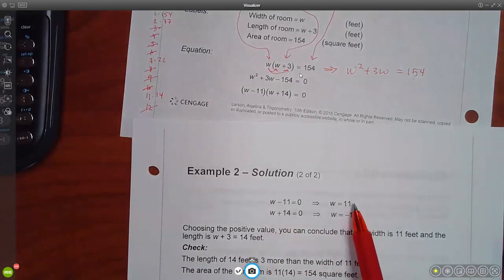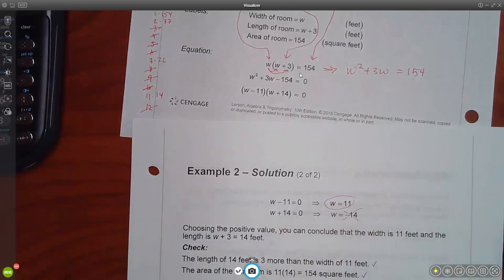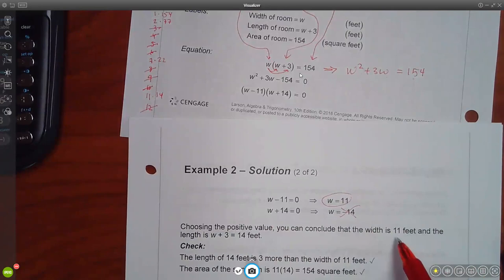Now, do both of these make sense as an answer? Only 11. This one does not make sense as an answer, right? You can't have a room being negative 14 feet wide or 14 feet long, negative. Doesn't make sense. So that means that 11 is the only solution for the width. So we now know that the width is 11 feet.